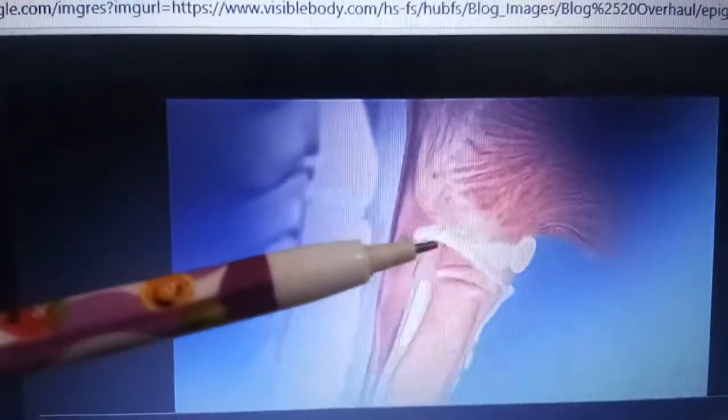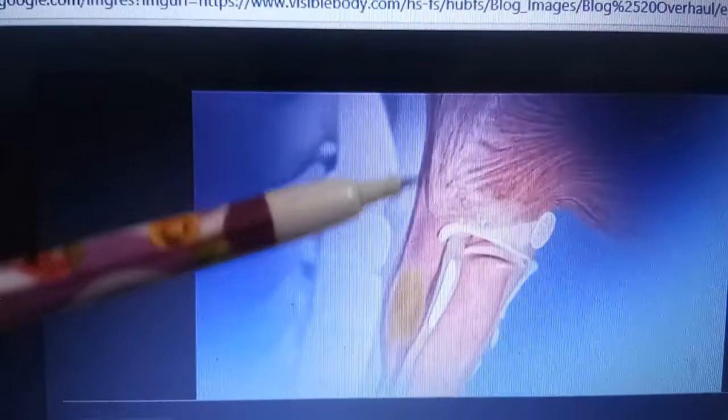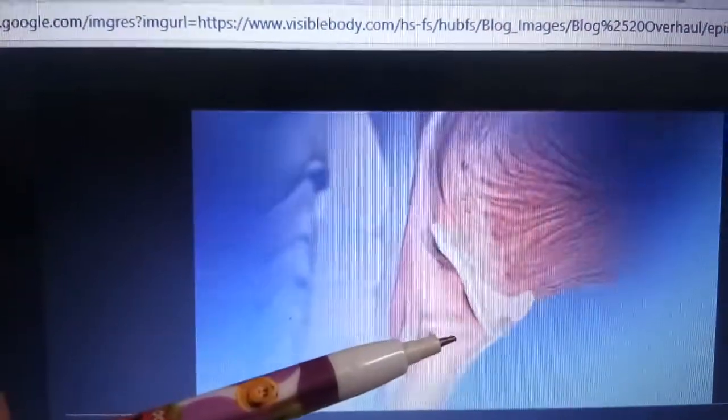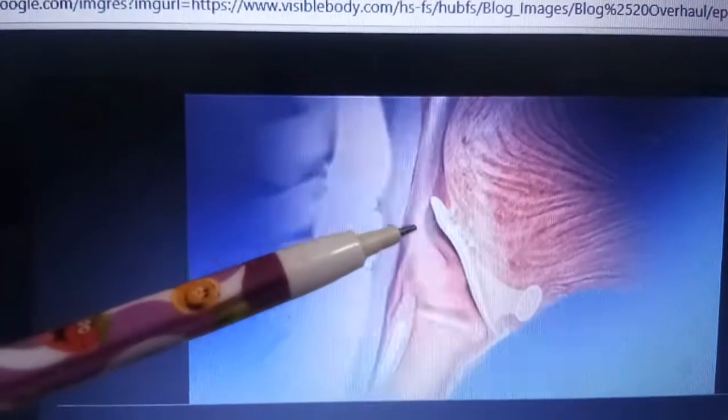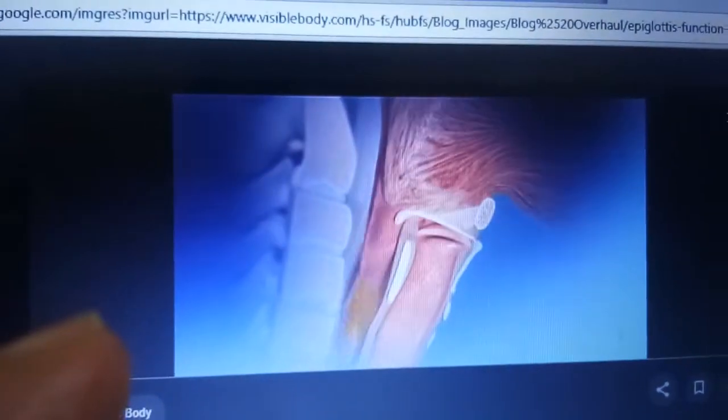Look at this. This white colored flap is called epiglottis, which is moving downwards. When the yellow colored food is coming into the esophagus, it is closing the top of the windpipe so that food should not fall into the windpipe. It should directly go into the food pipe. So this action depicts the proper shutting down of the windpipe.